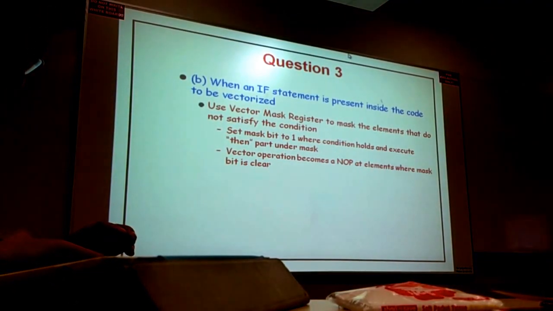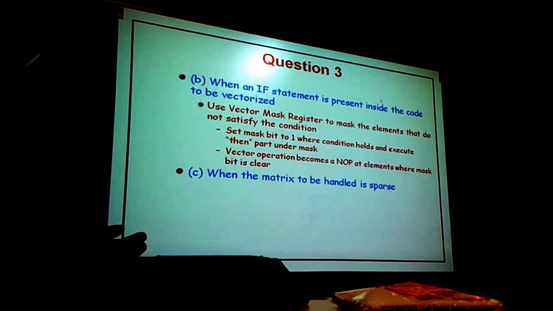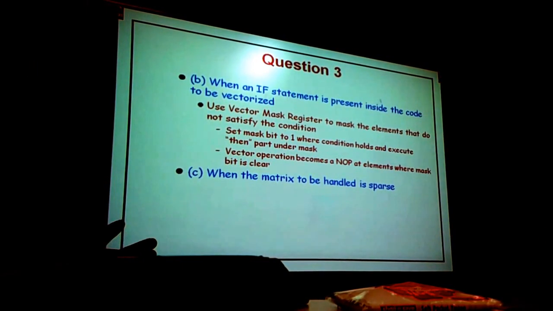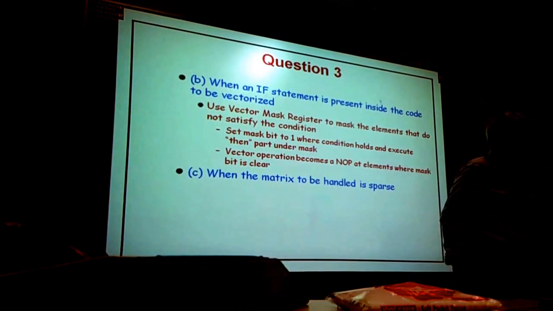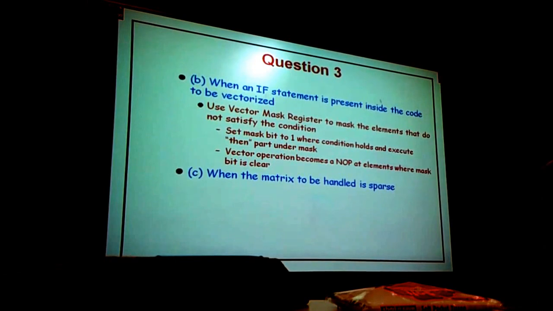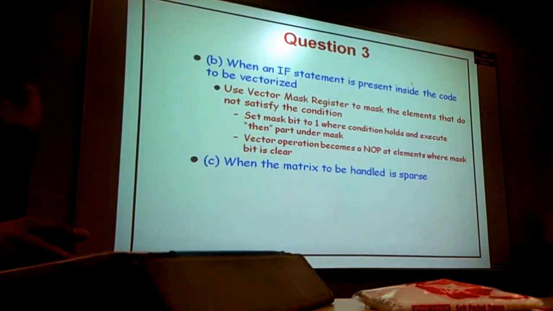Okay, and then the last question, what can you do if the matrix is sparse? So a sparse matrix is one that has a lot of zero elements in it. Okay, so in the sparse matrix, most of the elements may be zero, but some of the elements will be non-zero.